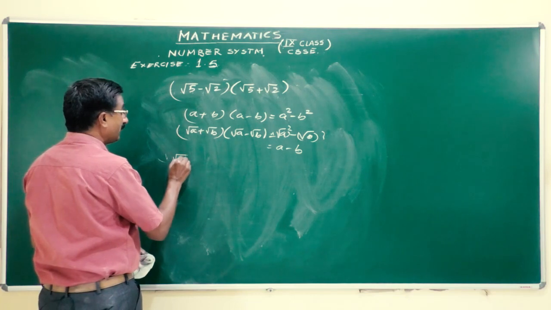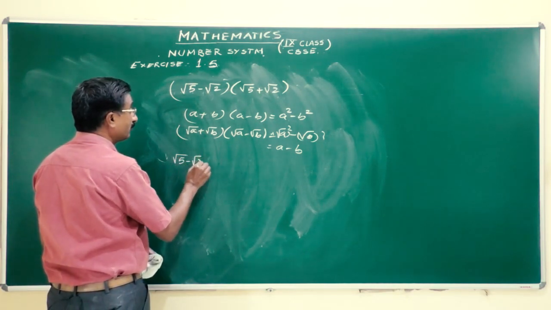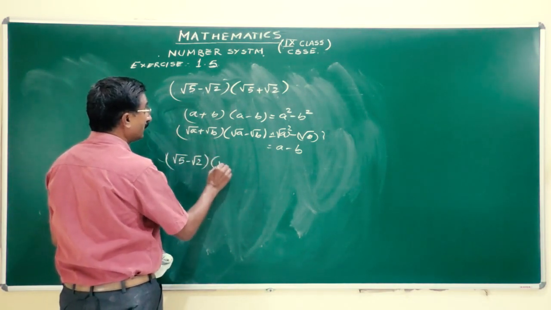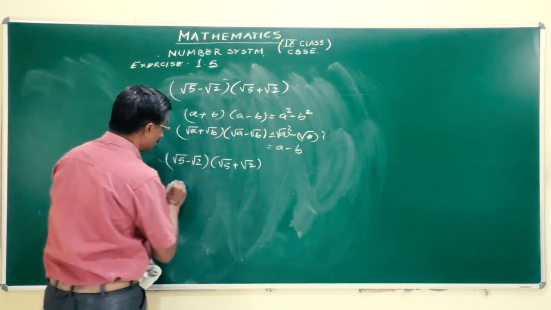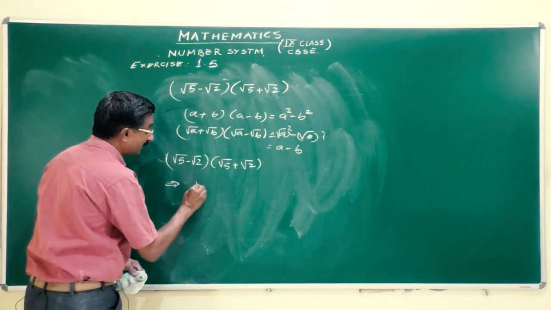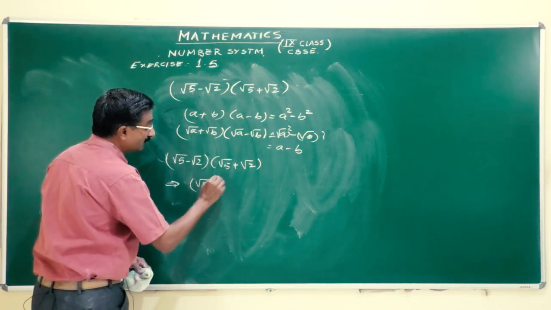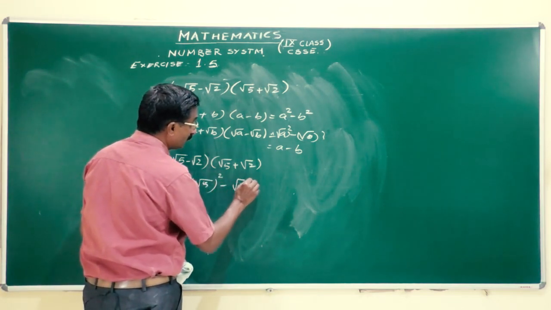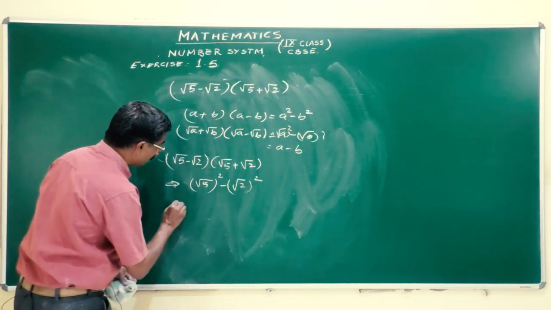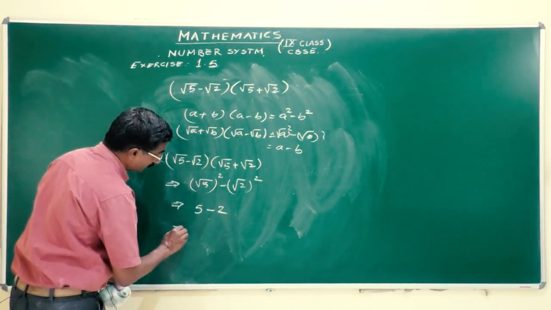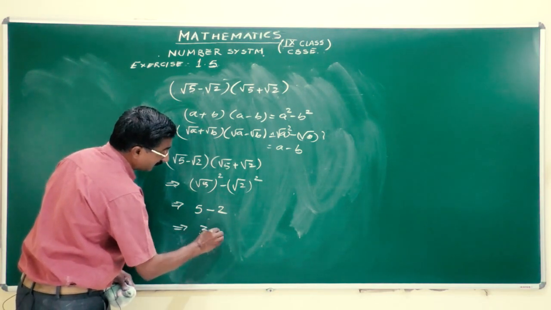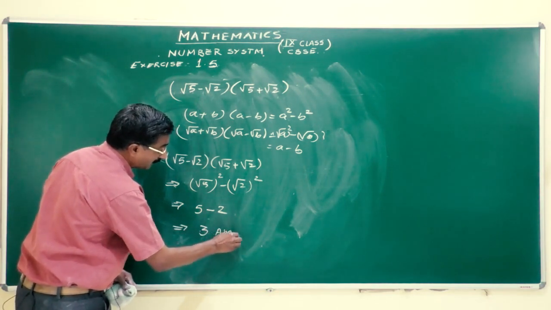So under root 5 minus under root 2 into under root 5 plus under root 2. Next step will be (under root 5) whole square minus (under root 2) whole square. So this is equal to 5 minus 2. So this is equal to 3, that is the answer.